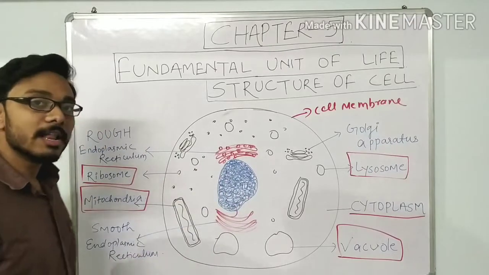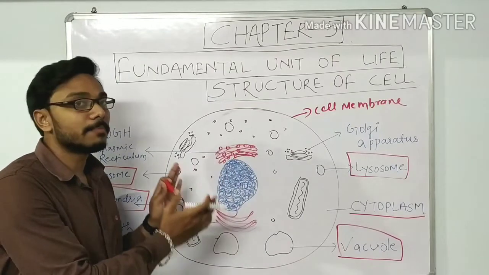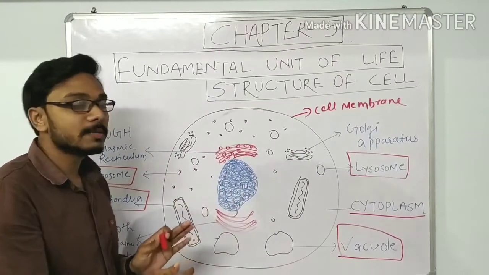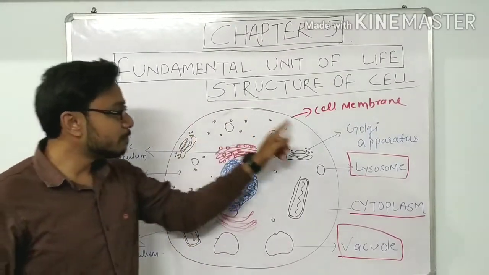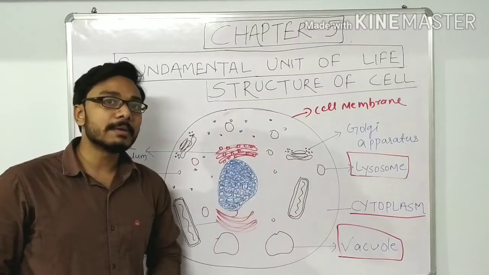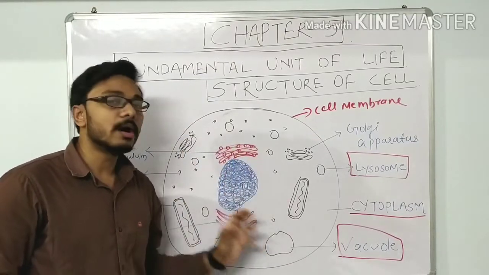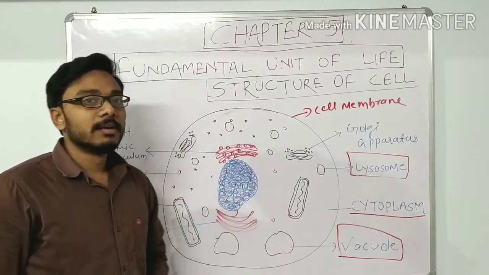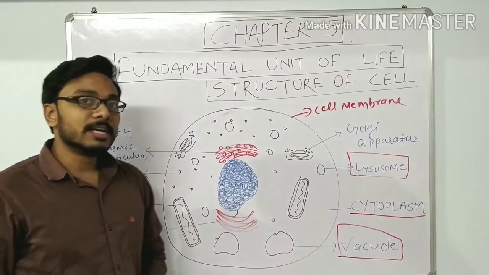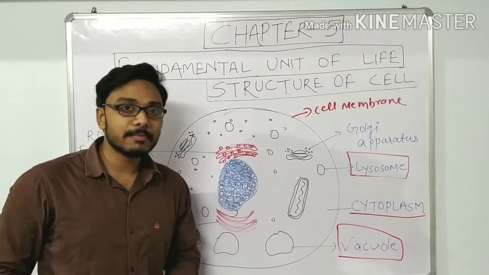So this was all about the structure of the cell, the different cell organelles which are performing the different functions. The most important is the cell membrane, which is also known as the plasma membrane. It contains all the cell organelles inside it to form a whole cell. So this was all about today's topic. Hope you have understood it. If there is any doubt, you can ask me.